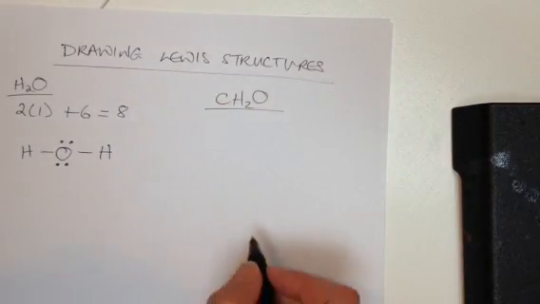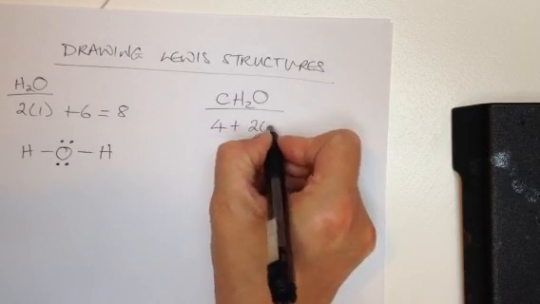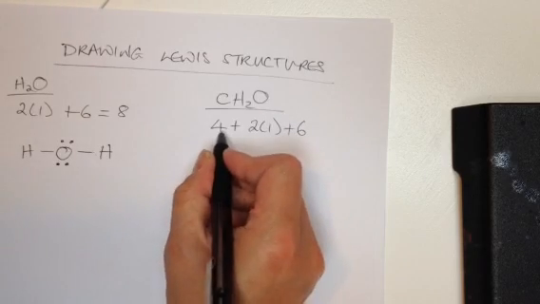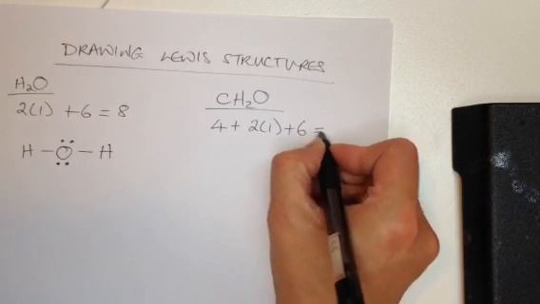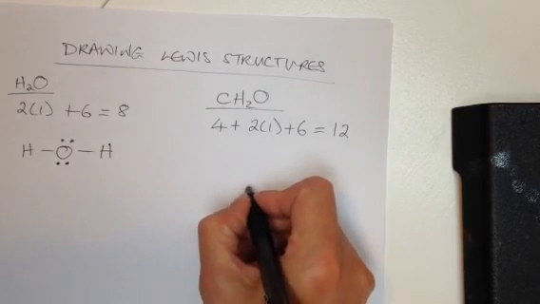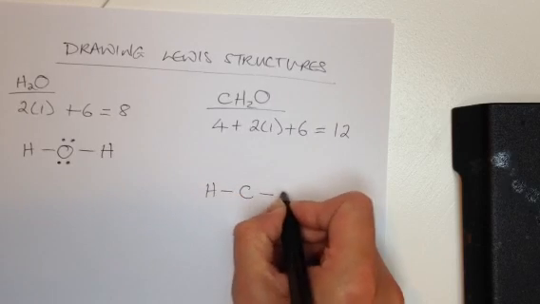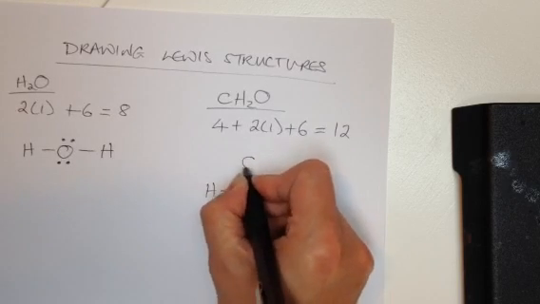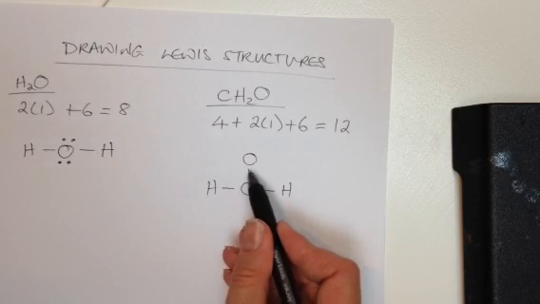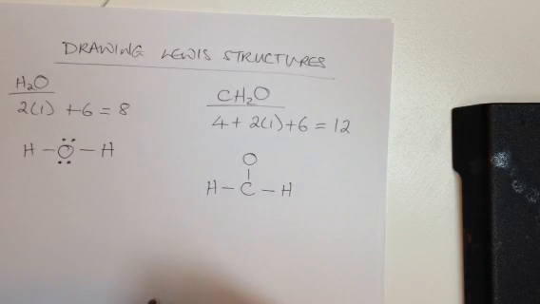Okay, so sum the valence electrons. Carbon has 4, plus 2 hydrogens is 2 times 1, plus 6. So we've got 4 plus 2 plus 6 is 12. Go ahead and put carbon in the middle. Hydrogens must be terminal, and then the oxygen is also bonded to the carbon. Okay, so far we've used 2, 4, 6 electrons, and we have to assign 12, so we've got 6 left.